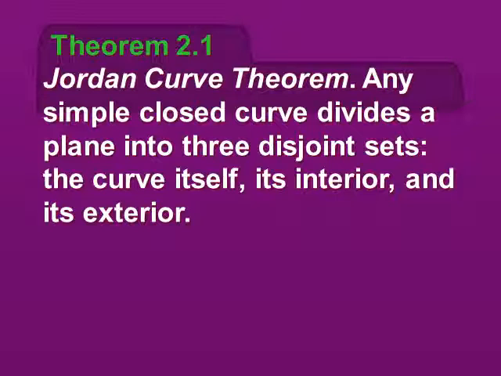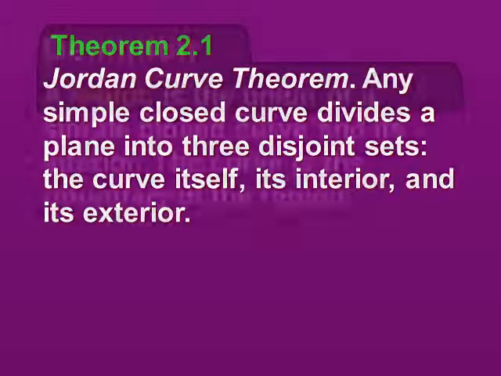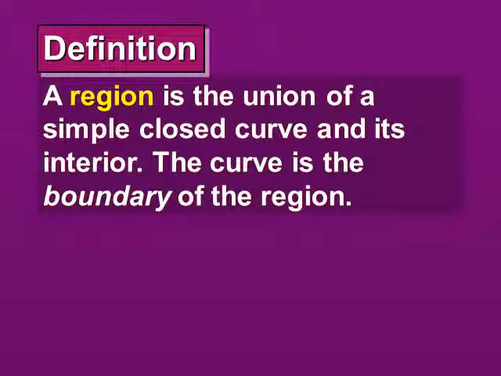Okay, the Jordan curve theorem is much like the line separation theorem and the plane separation theorem. It says any simple closed curve divides a plane into three disjoint sets. We have the curve, its interior, and its exterior. So in our previous example with the circle, we had the circle, its interior, and its exterior on that plane. A region is just a union of a simple closed curve and its interior. So this is when we include the circle and its interior together. The curve is the boundary of the region.